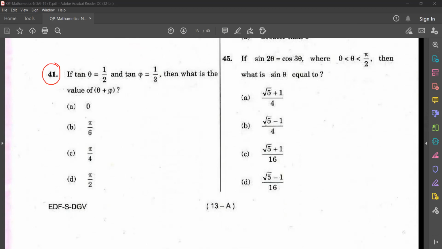Tan theta is equal to 1 by 2. Tan phi is equal to 1 by 3. What is the value of theta plus phi? All of you try. That is also an easy question. We are seeing tan, so try to use the formula of tan. I'll give you 1 minute for solving. Just solve and comment your answers.